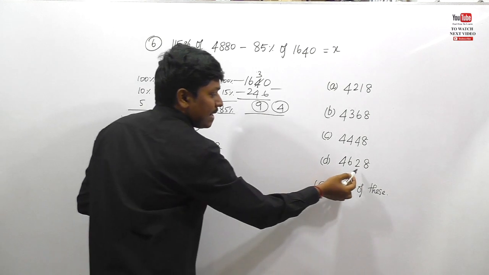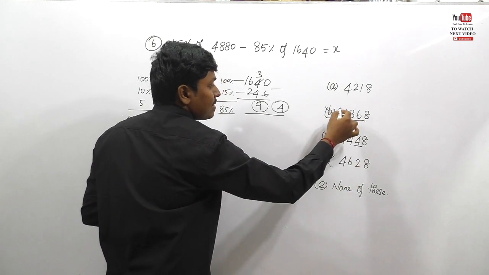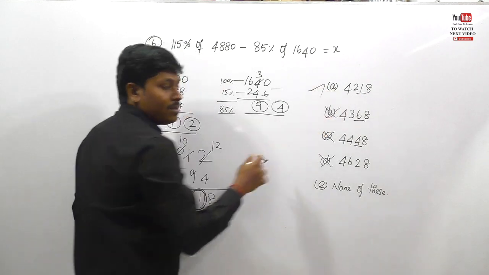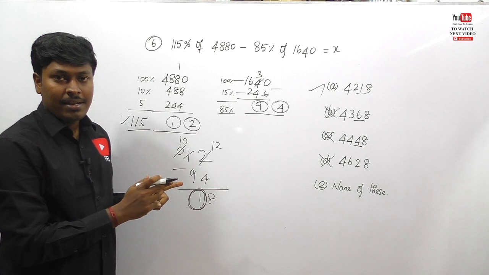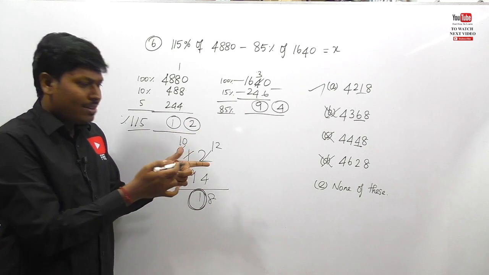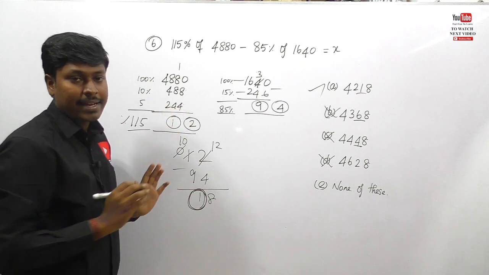See here, friends, the second number is 2, eliminate the option. Second number 4, eliminate. Second number 6, eliminate. But second number is 1. So I can say that the answer is A, that is 4218. Mark for review, right? This can be solved within definitely 15 to 20 seconds. Friend, definitely it will take only 20 seconds.